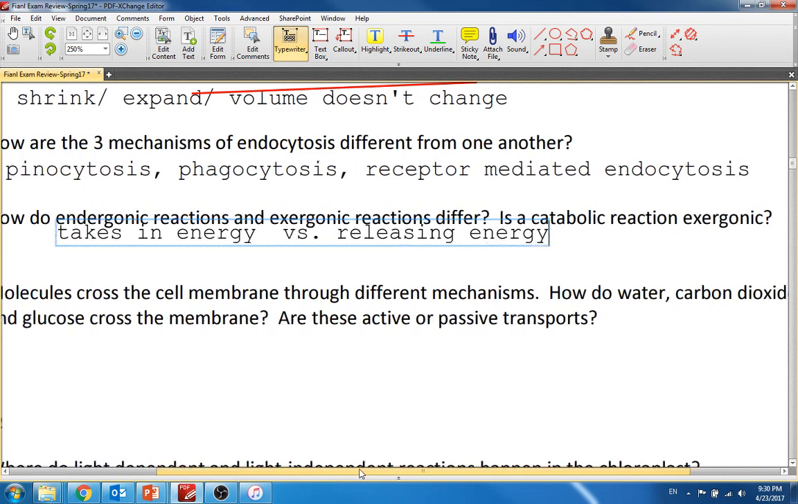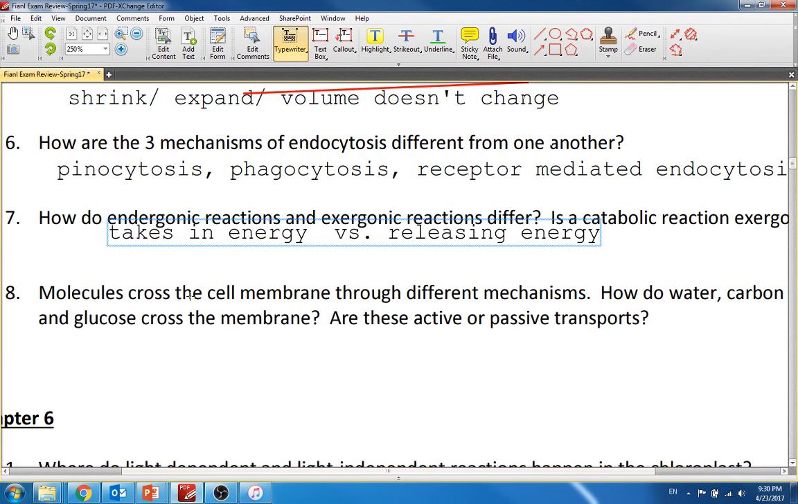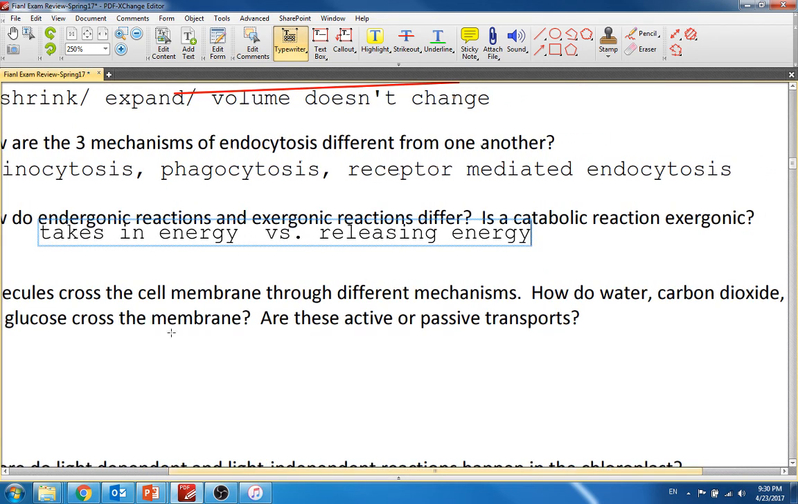Number 8, molecules across the cell membrane through different mechanisms. How do water, carbon dioxide, and glucose cross the membrane? Water is osmosis. Osmosis describes the movement of water only.